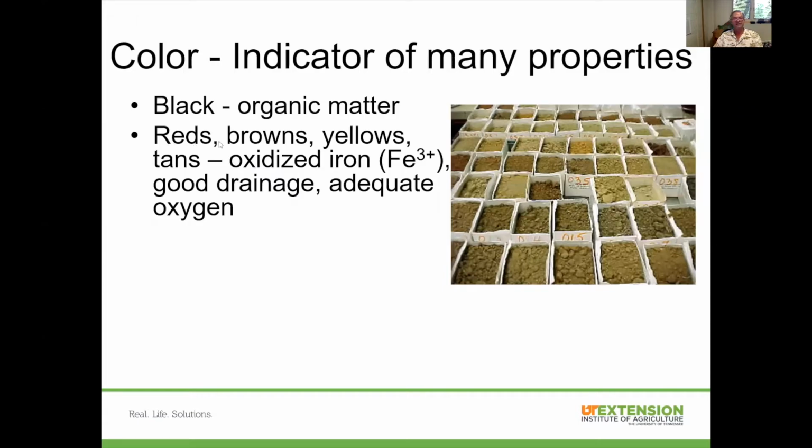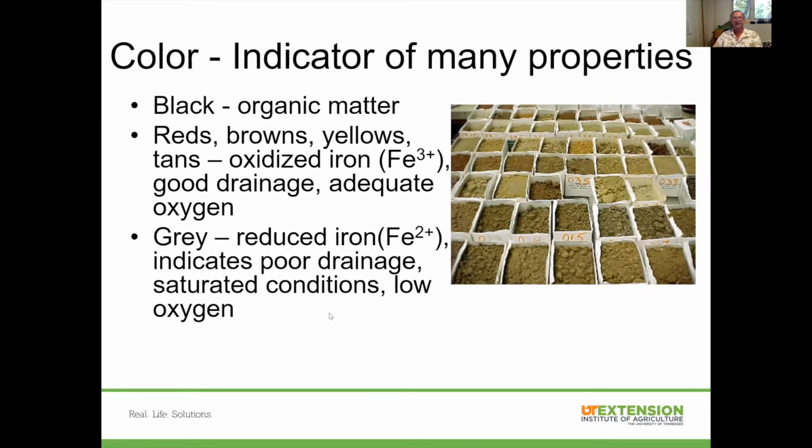The color from the reds, the browns and the yellows comes from iron. There's a picture on the side of a range of the different colors we see in our soils in Tennessee from our soil test lab. If that soil is saturated for long periods of time, the type of iron we see in the soil changes, and so the color changes. And so we typically will see a grayish soil, which indicates that there are poor drainage conditions and the soil is saturated for a lot of the time.